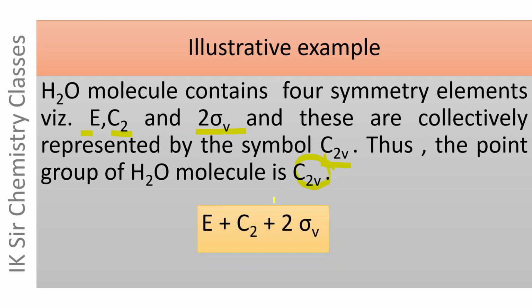There are four symmetry elements which are present in H2O molecule. These are identity, C2Z and 2 sigma V. And these are collectively represented as C2V, which is the Schoenflies notation for the point group of H2O molecule.